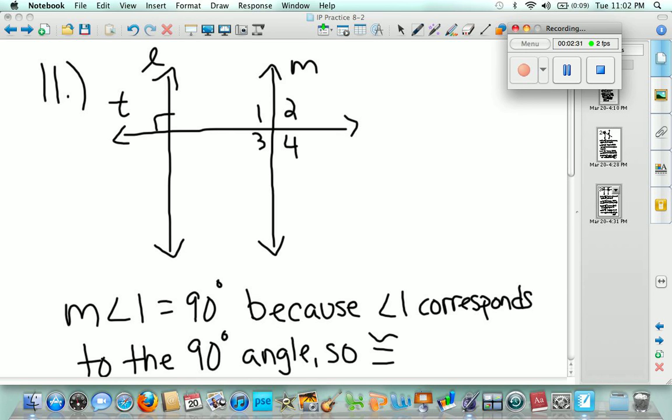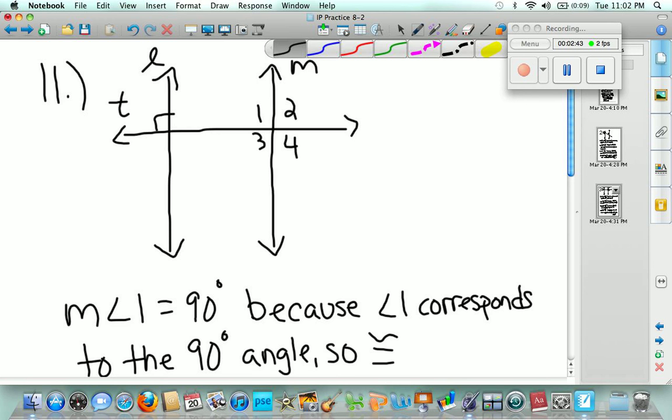Measure of angle 1 equals 90 degrees because angle 1 corresponds to the 90-degree angle, so they are congruent. Corresponding angles right here and right here. This is in the top right portion. This is also in the top right portion, so they're called corresponding angles.